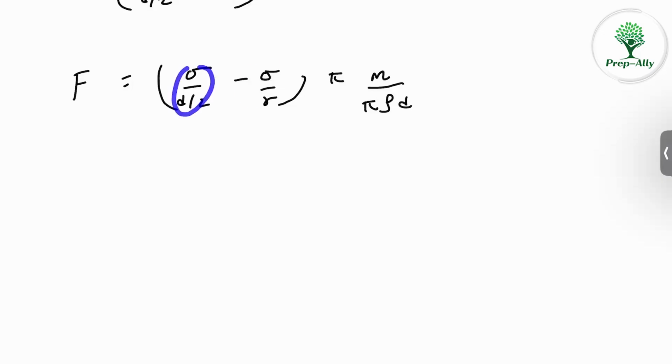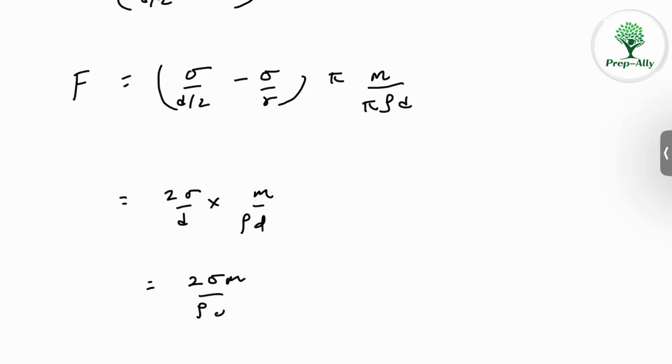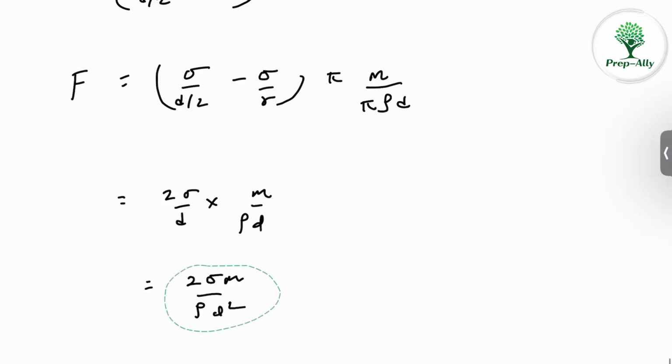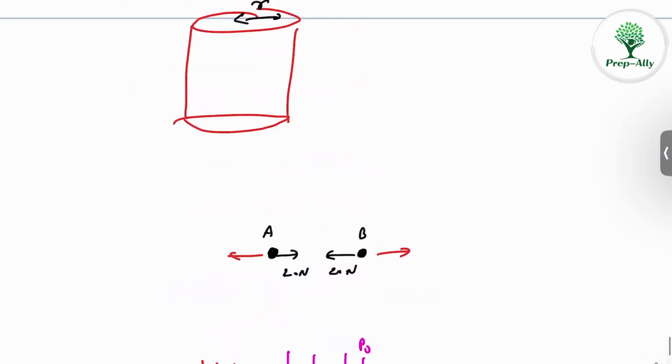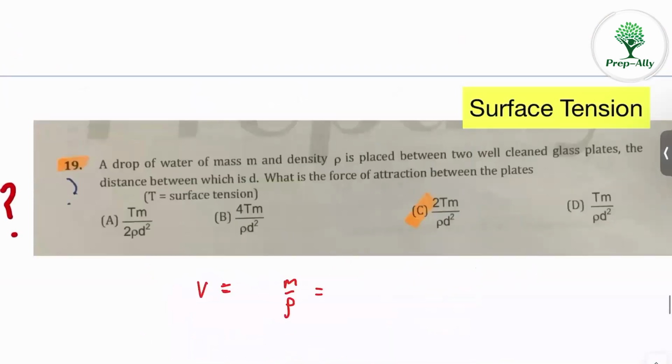Now, out of these two terms, which term you think will be dominating? Sigma by d by 2. Oh, pi got cancelled, huh? Two sigma m by rho d square. Is this question clear? Yes, sir.